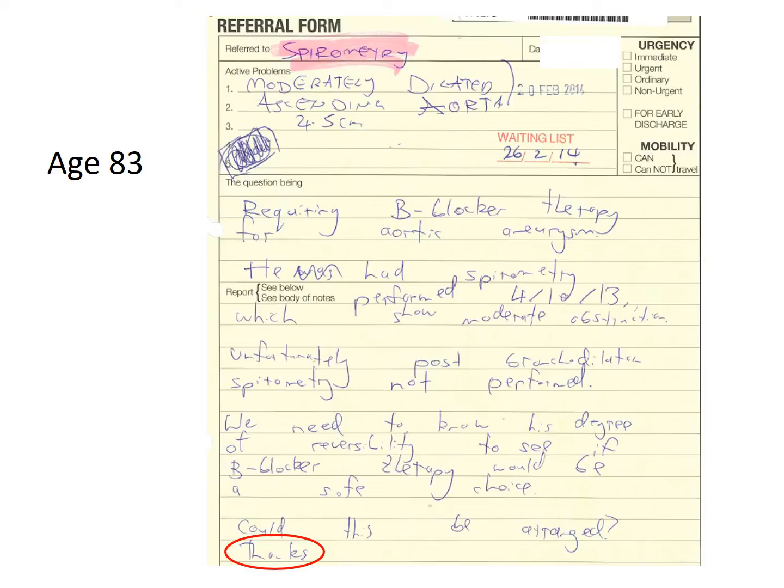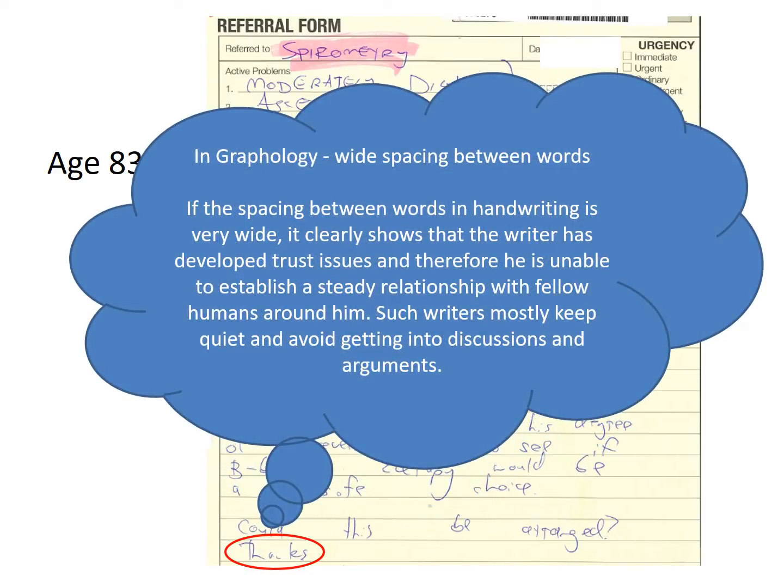So graphology is a study of handwriting. What does wide spacing between words mean? Well, if the words are spaced quite widely, it clearly shows that the writer has developed trust issues, and therefore he or she is unable to establish a steady relationship with fellow humans around them. Such writers mostly keep quiet and avoid getting into discussions and arguments. So feel free to send referrals back that have these large spaces, knowing that they shouldn't probably have an argument with the person that sent them.